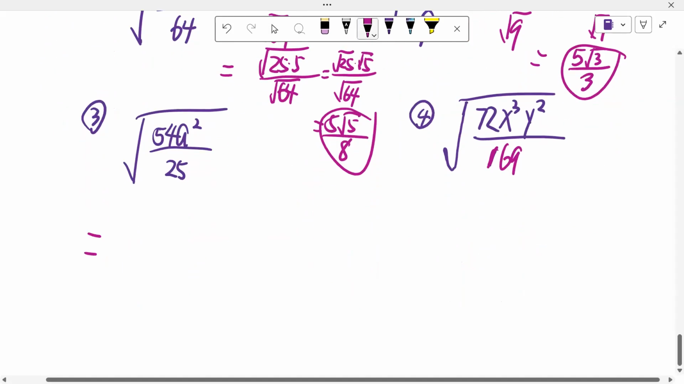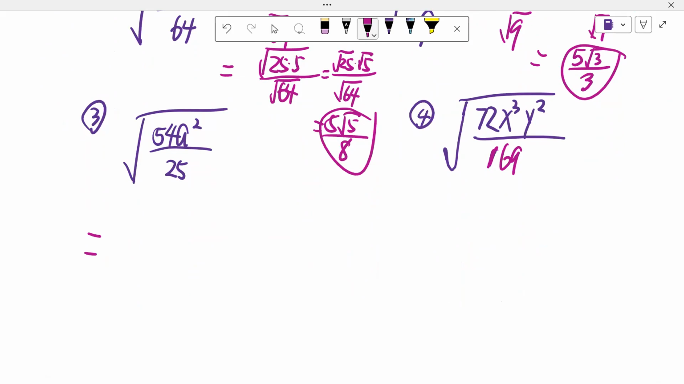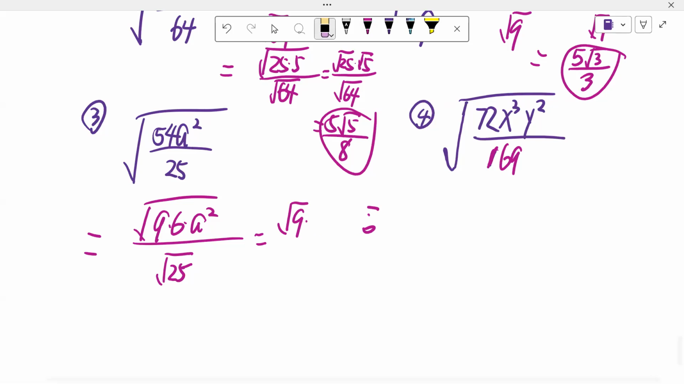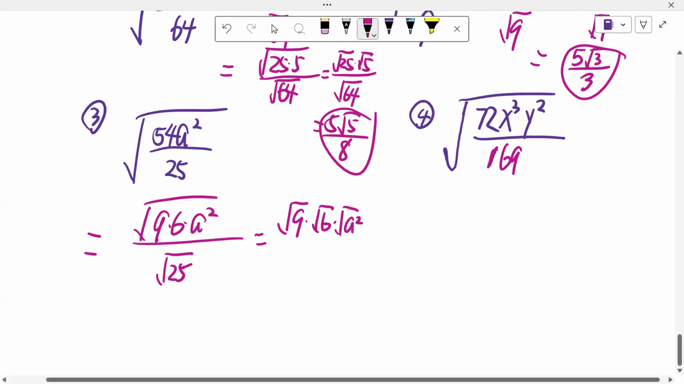And the third one, very similar. The maximum perfect square going into 54 is 9. That's 9 times 6, with the square root of 8 squared, over the square root of 25. Square root of 9, square root of 8 squared, square root of 6. We just keep the same order here; we don't have to change it. On the bottom, the square root of 25 is 5. The square root of 9 is 3, the square root of 8 squared is 8, and the square root of 6 remains, over 5.